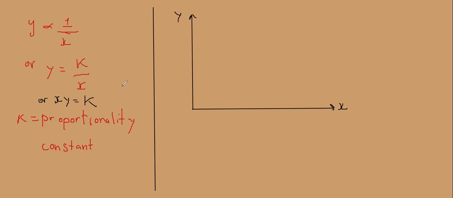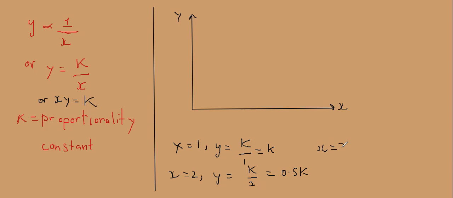So k is a constant, let it be whatever value it is. Suppose if you take the x value equal to 1, the y value will be k by 1, that is k. If you put the x value equal to 2, then what is the y value? Y equal to k divided by 2, that is 0.5 k. Similarly, if you put x value equal to 3, the y value becomes k by 3, that is 0.33 something. So there is a continuous decrease happening.